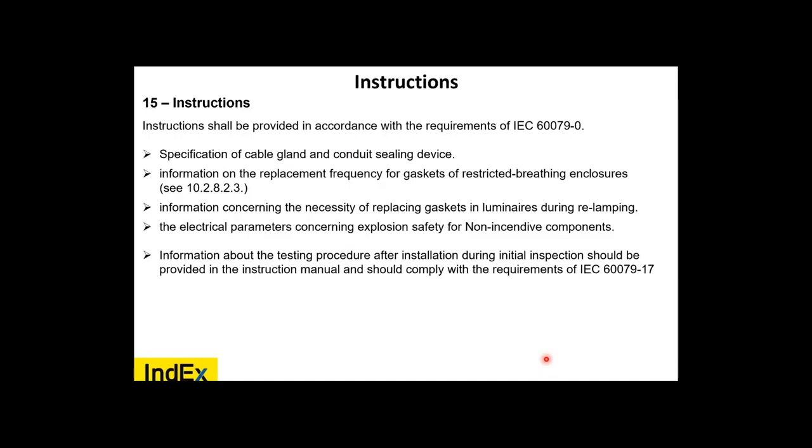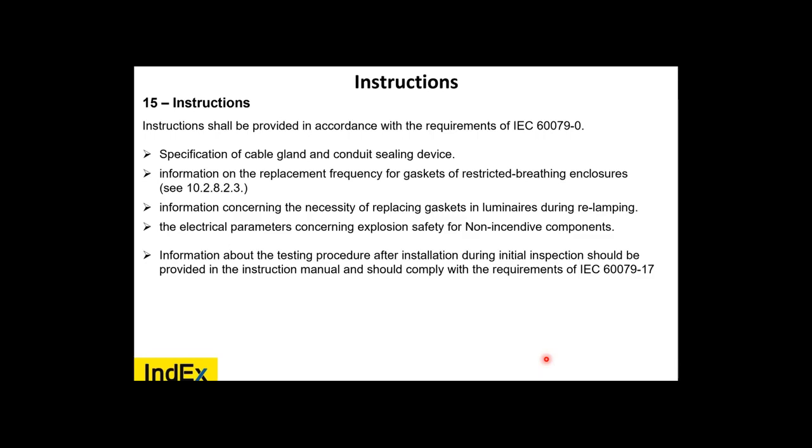Now, instructions. Instructions shall be provided in accordance with the requirements of 60079-0. Specifications for cable glands. EXN. Is there any EXN cable gland? Only NR. So if you have any other EXN type, you would just use the standard gland of D or E. But for NR, you must specifically use an EXNR gland. Information on the replacement of gaskets, once again, that's very important. Information on the replacements of gaskets on luminaires, very important.